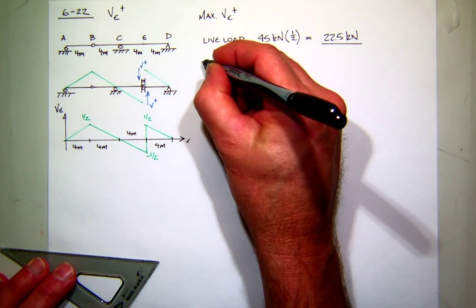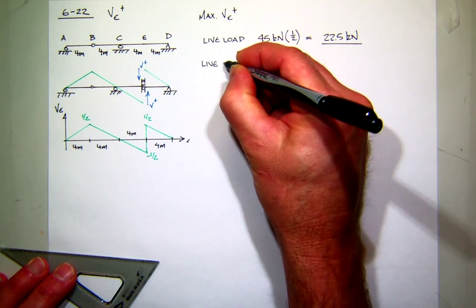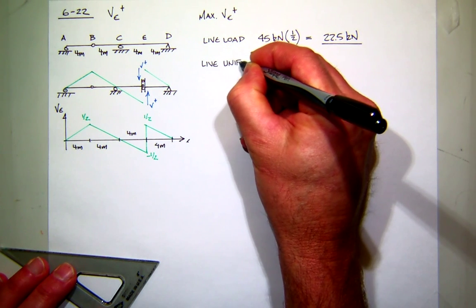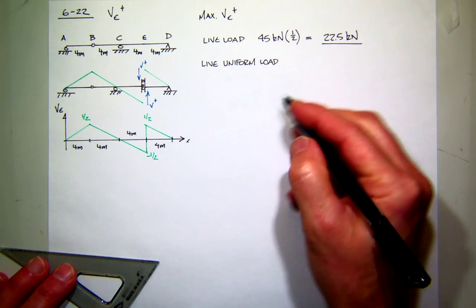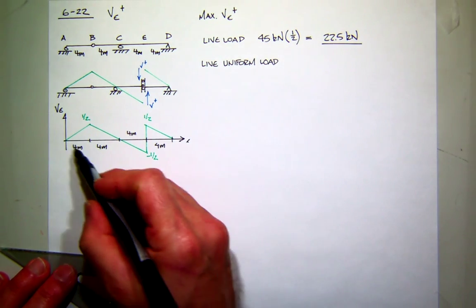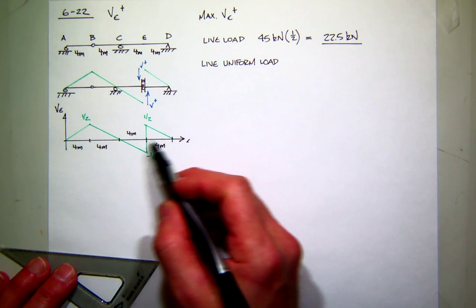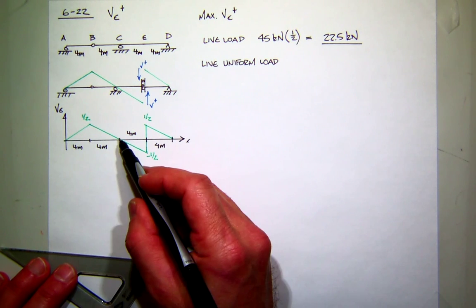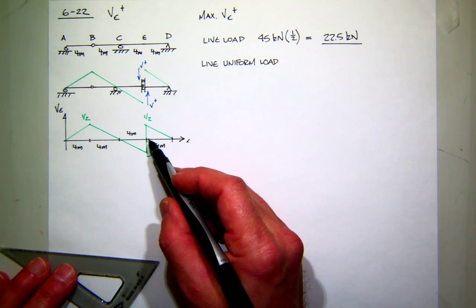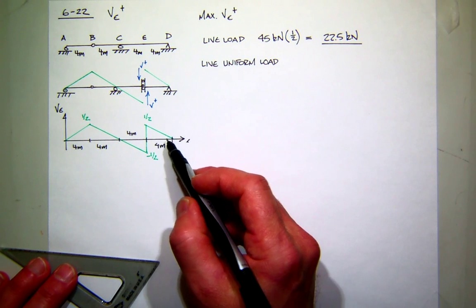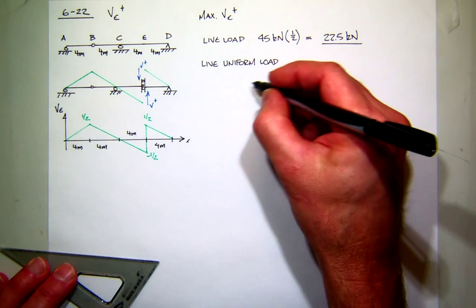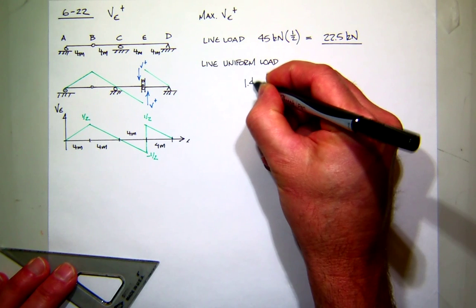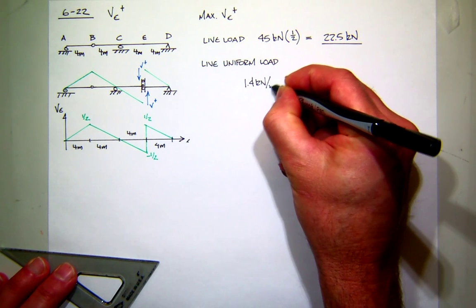Then we have the live uniform load. I think this is going to address Mr. Bird's concern, which is where do we put it? Well, we need to put it over all the positive area. So we would start it here at 0, run it 8 meters, then stop it, and then turn it back on over this last 4 meters. Okay? So that value is 1.4 kilonewtons per meter.